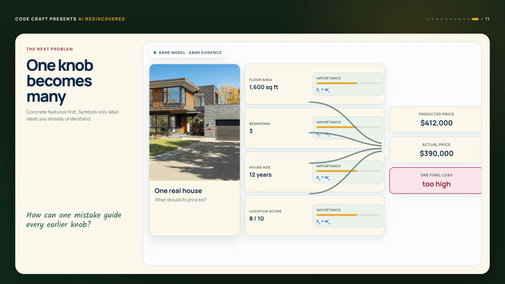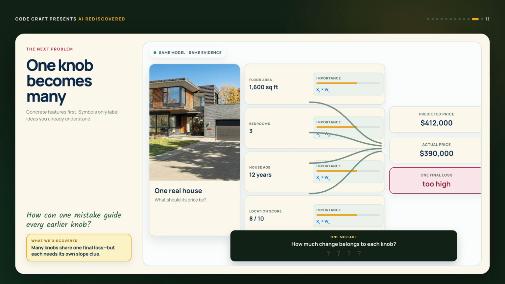Did floor area contribute too much? Did age contribute too little? For every knob, we still ask the familiar question. If this one changes a little, how does the final loss change? Put those slope answers together, and we call the collection a gradient.